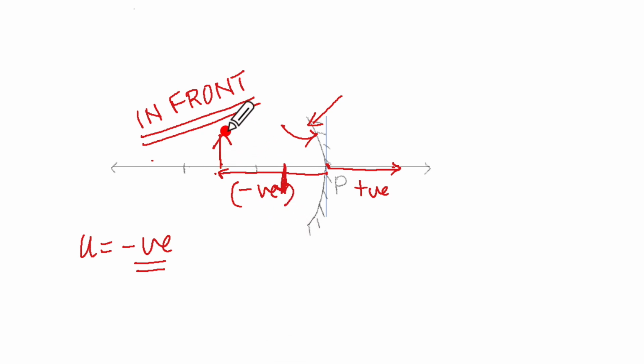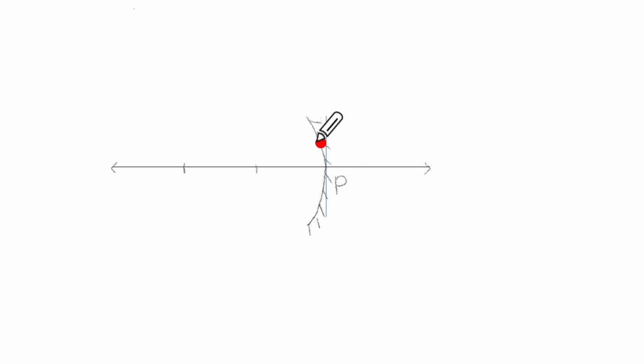If we are looking at the object, it is always upright, remember that. So when it is upright, we are looking at something which is above the principal axis, and that is going to be our positive height. Okay, now that we understood this, let us look at the focal length of the concave mirror.